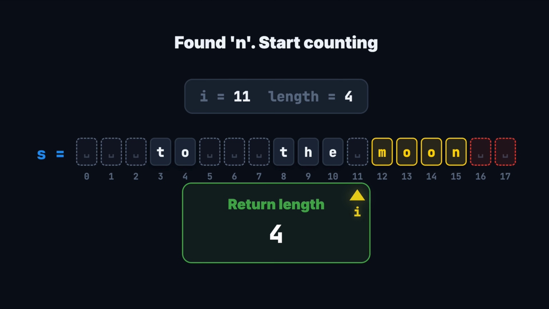The time complexity is O of n because in the worst case, we might scan the whole string once, but the real win is the space complexity. It is O of 1 because we are just using a few pointers, no extra strings or arrays needed.